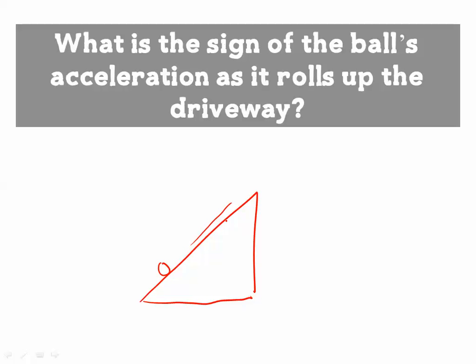So we'll say this is the origin. It's going to have a positive velocity, but it's slowing down, so it would have the opposite sign for acceleration, until it stops. Then it's going to have a negative velocity and it's speeding up, so the signs are the same. It's actually going to have a negative acceleration.